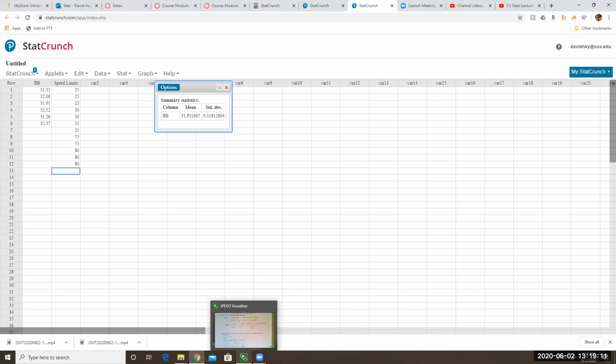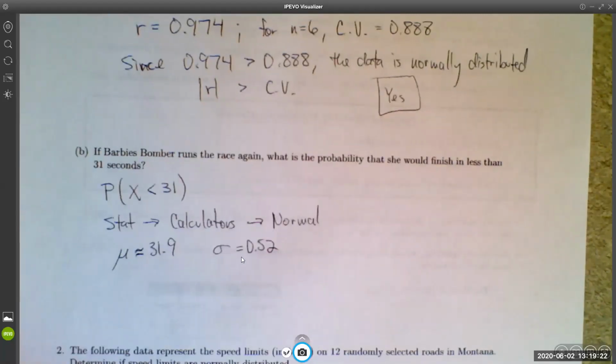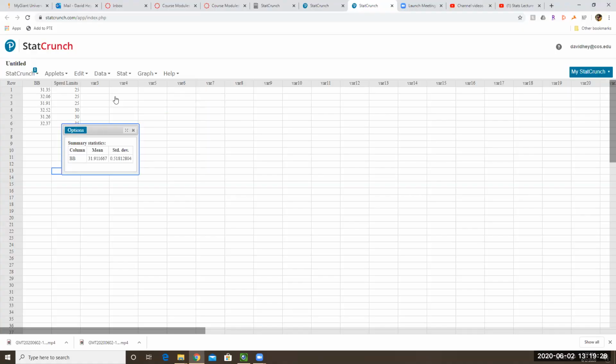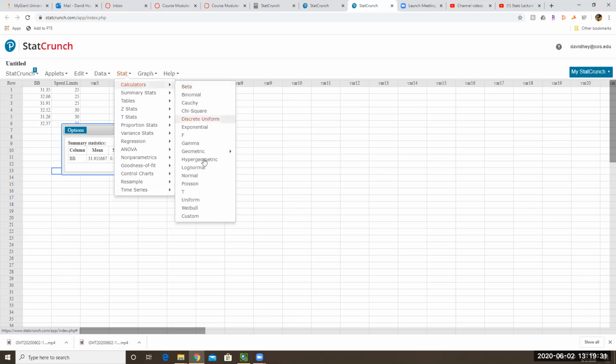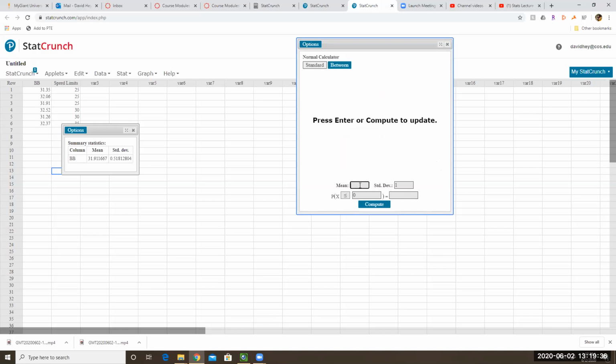So I'm going to write those down. Okay. Right, so I wrote those parameters down. That's what I'm going to feed into StatCrunch. Now, in StatCrunch, I can use the normal calculator. So I'm going to go to Stat, Calculators, Normal. And I can say, all right, so the mean is about 31.9 and the standard deviation is about 0.52. And I want to know what's the probability that Barbie's bomber is going to finish in less than 31 seconds.